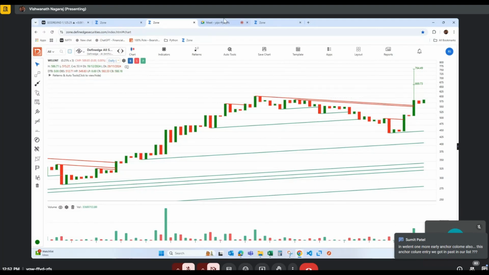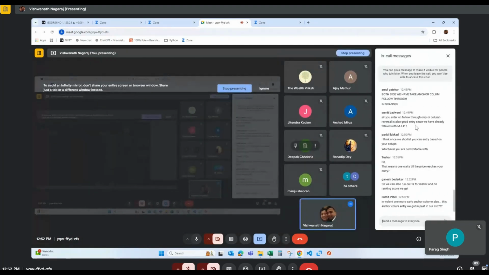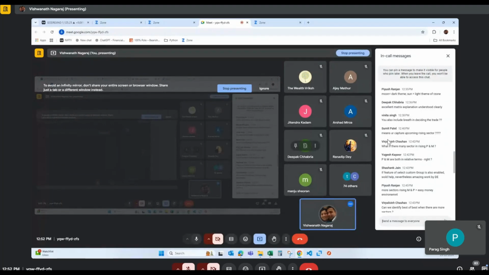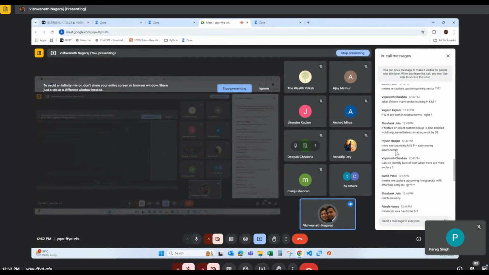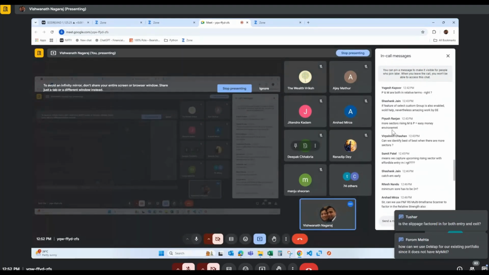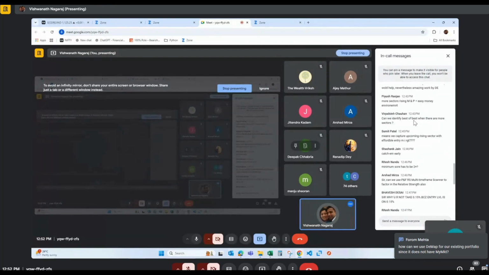Okay, let me check messages. Okay, Moon dark, I saw this. Yes, include means capturing upcoming rising sector. What if there are many sectors in rising PNM? Yes, there will be bullish. The sector, the whole market is bullish. If the feature of select custom group is also enabled, it would help. Nevertheless, amazing work. More sectors rising MNP is equal to... Can you identify the best of the best when there are more sectors?